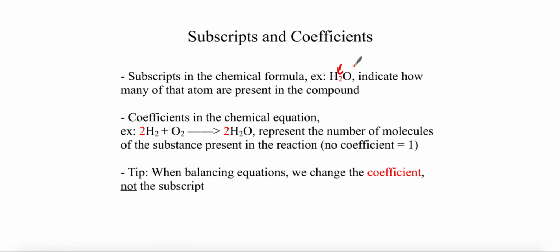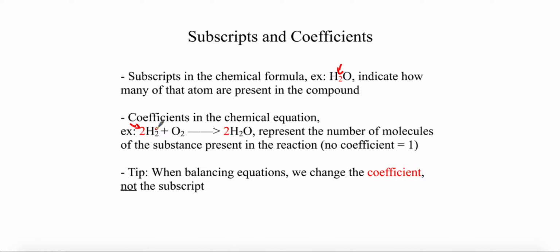A coefficient, much like how we see in math, is a number that goes in front of the substance. These indicate how many of each substance I have, not how much is inside of one. So going back to our water equation, this big 2, the one that's going in front of the substance, not in the substance, is telling me how much of each substance I have in my reaction.